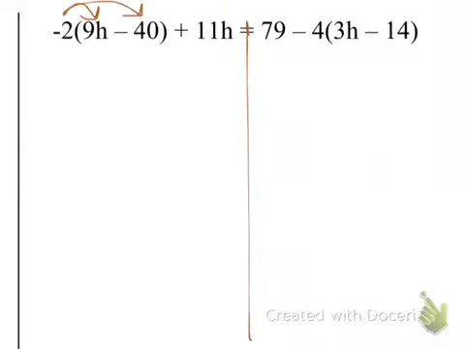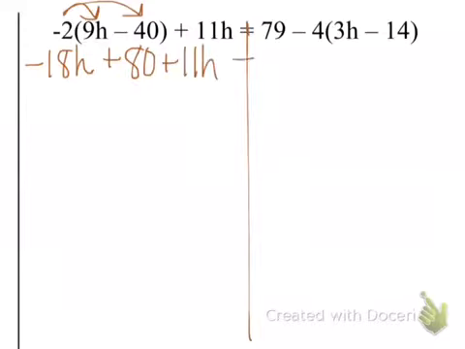Okay, so negative 2 times 9h gives me negative 18h. Negative 2 times negative 40 is plus 80. And then I've got plus 11h. Equals, on the right-hand side, I've got 79. And I need to distribute this negative 4. Negative 4 times 3h gives me negative 12h. Negative 4 times negative 14 gives us positive 56.